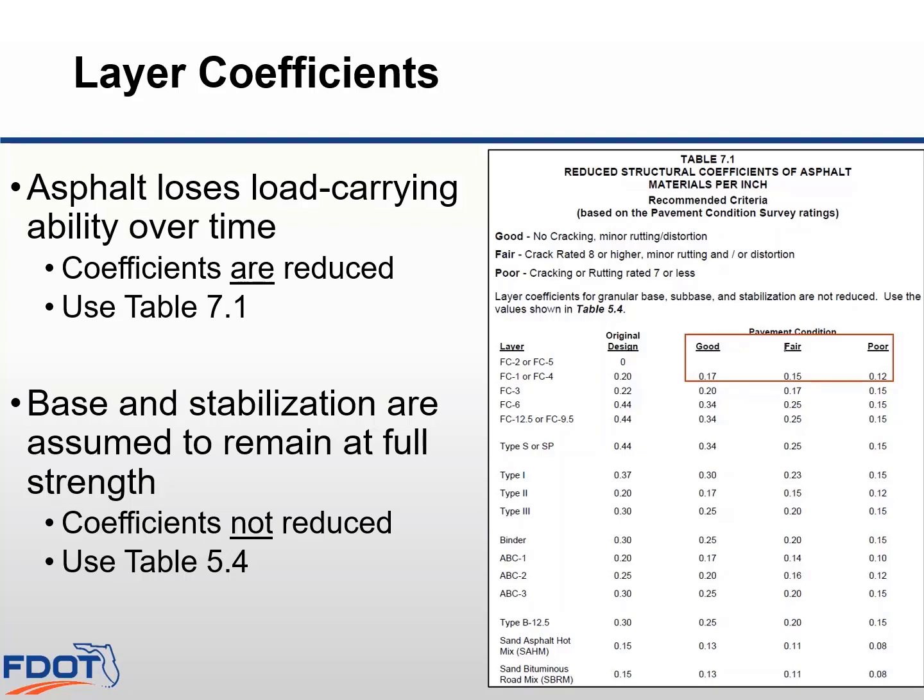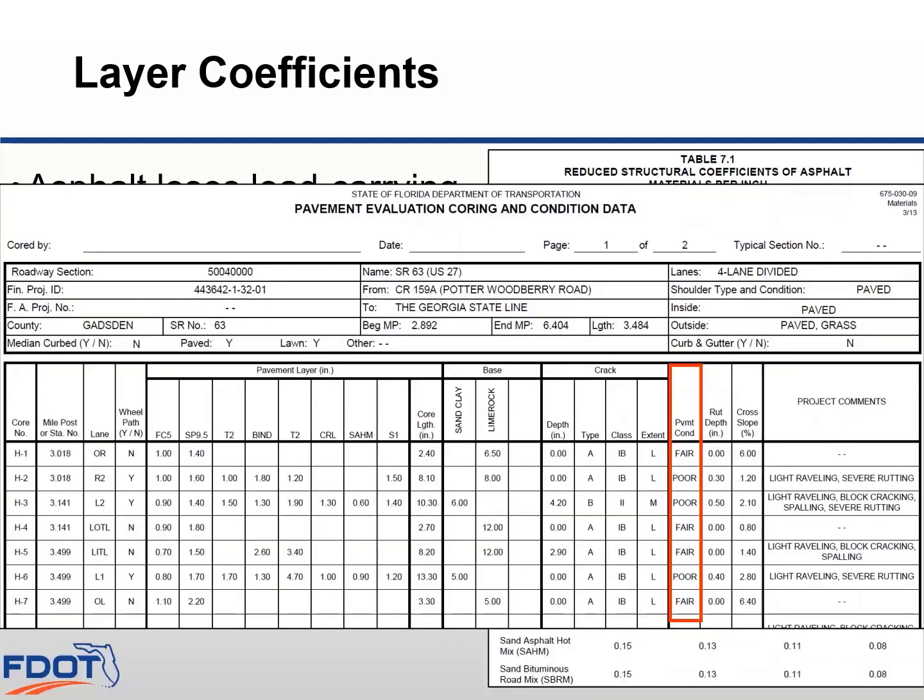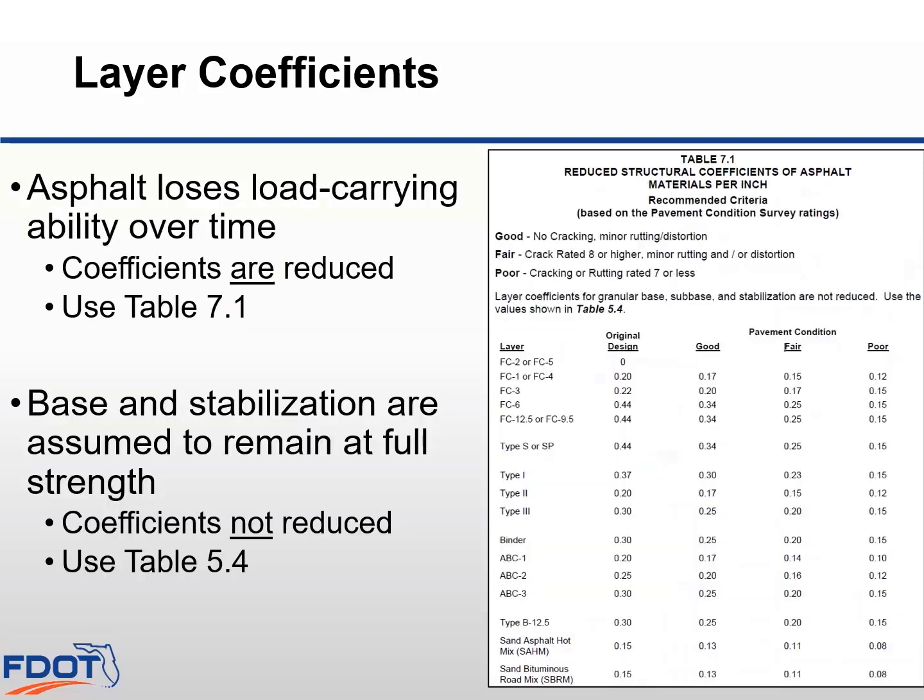And if you noticed on the pavement coring sheet, the survey provides a good, fair, or poor condition rating for each core. So again, using the data from this sheet to develop your average existing pavement layers, their thicknesses, and their condition is extremely important to your resurfacing design.